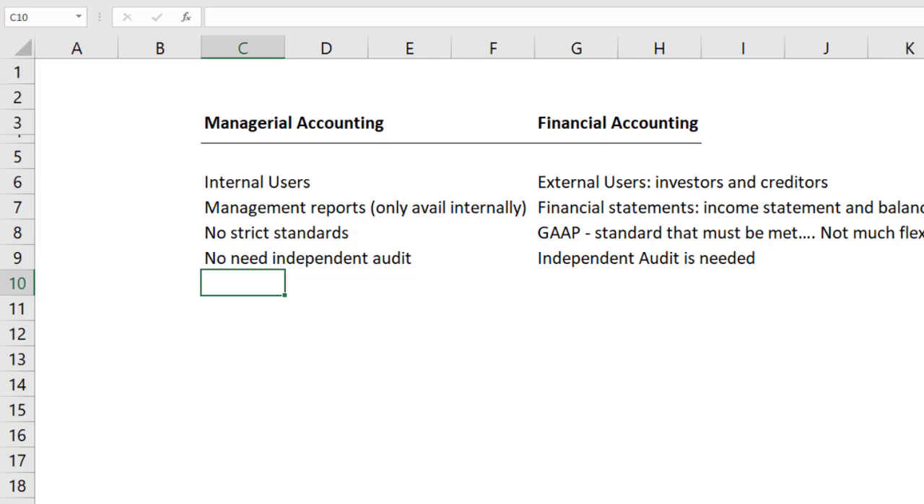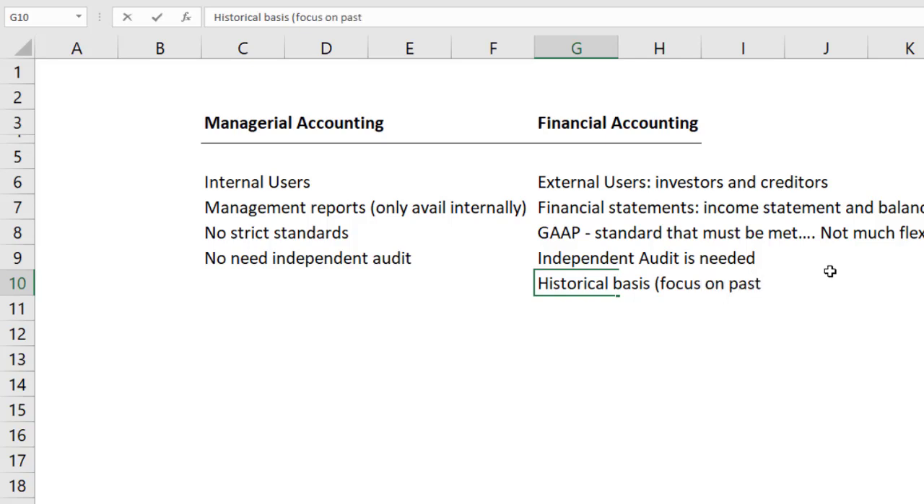It's very important to understand this, and if you think about it, every single one of these differences we've talked about so far is derived from the users that we're focusing on. The financial accounting reports, the income statement and balance sheets, you may recall, are based on what they call historical basis. In other words, we're looking at things that happened in the past, a focus on past activity.